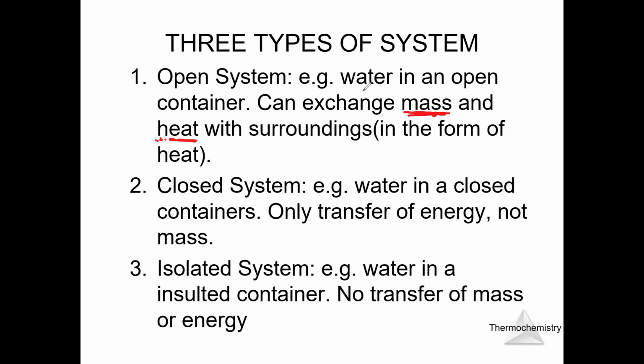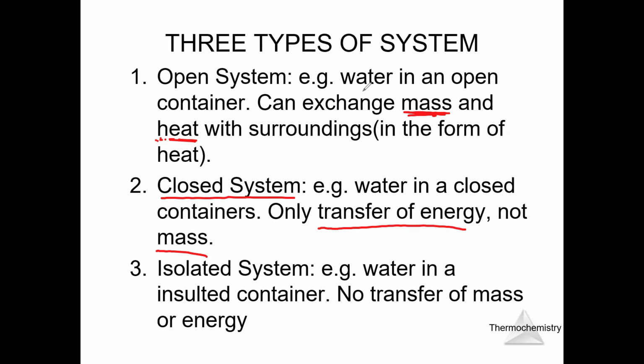And then the next type of system is a closed system. So what is a closed system? A closed system is a system where there is only transfer of energy but no transfer of mass. It means that it's only energy that can be transferred between your system and the surroundings.